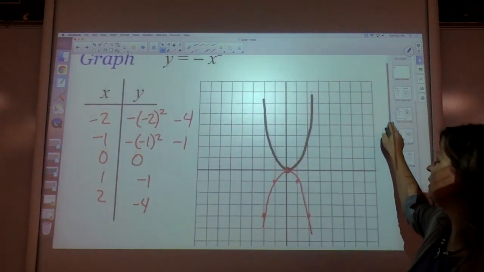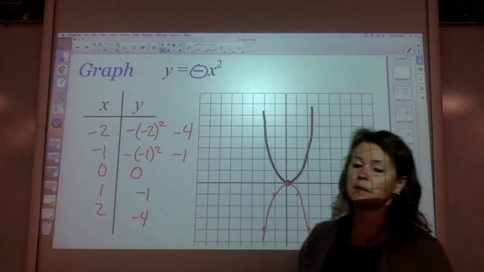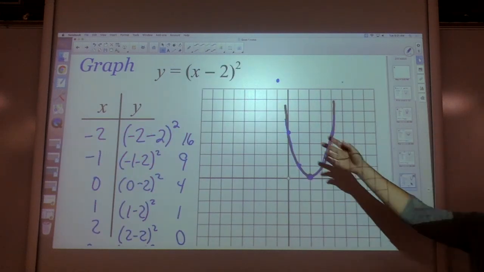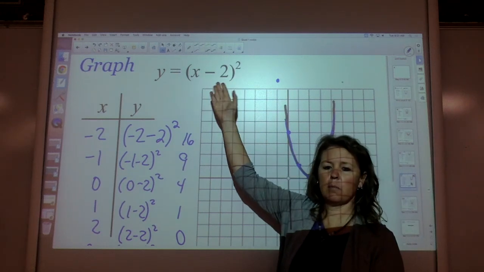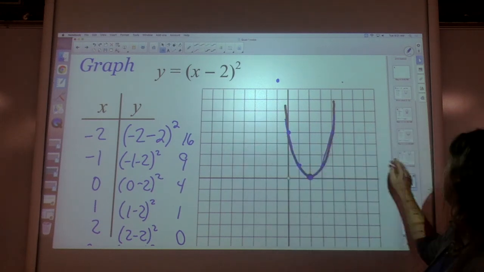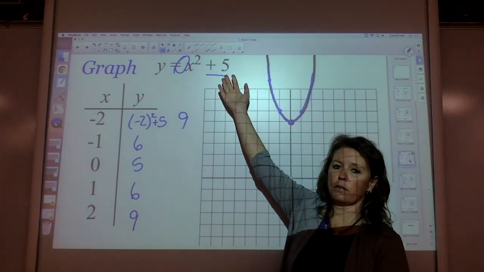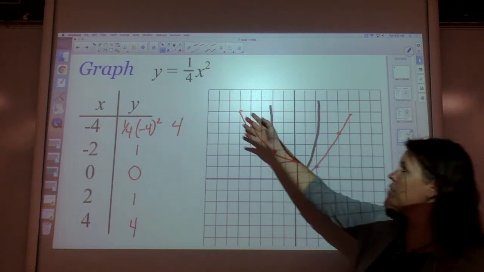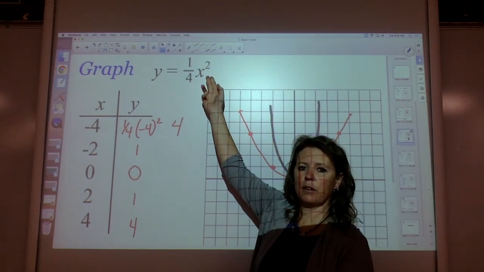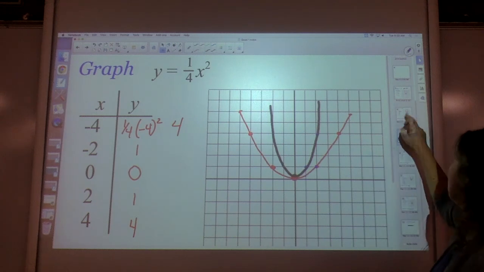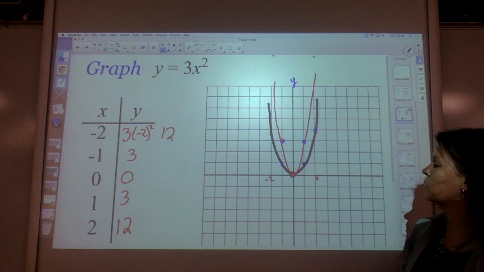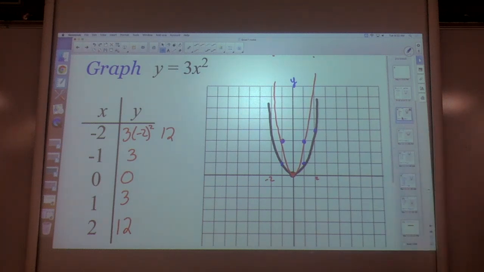So now you know that anytime you have a minus, it's going to move down, or reflect down, I should say. If you have a number in the parentheses, it's going to move either left or right. If you have a number outside of x squared, it's going to move either up or down, depending if it's positive or negative. If you have a fraction or a decimal in front of x squared, it's going to get shorter. And if you multiply it by a whole number, it's going to get taller. So from there, you're going to figure out all the different types of equations and shapes of graphs. Good luck.